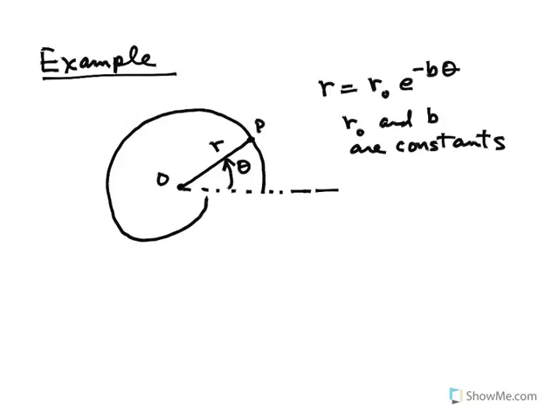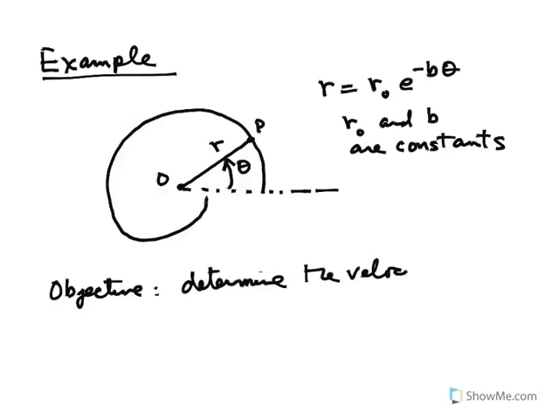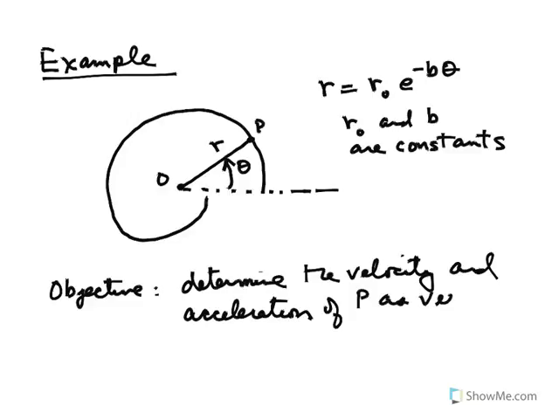Now, we're going to go through the same kind of procedure that we did before, in which the objective of the problem is to determine the velocity and acceleration of P as viewed by an observer fixed to the track.